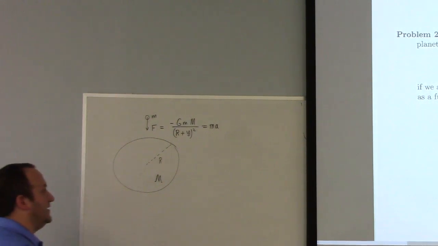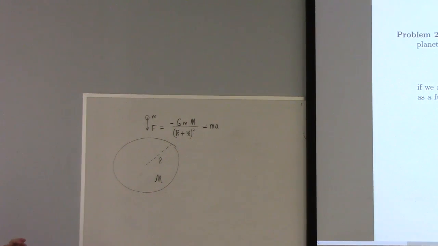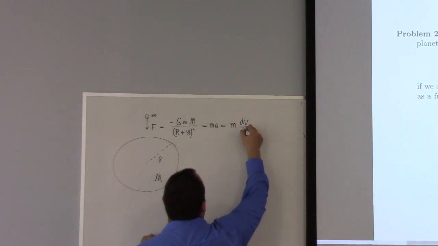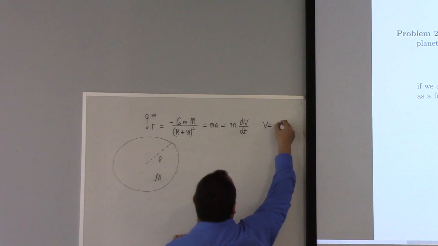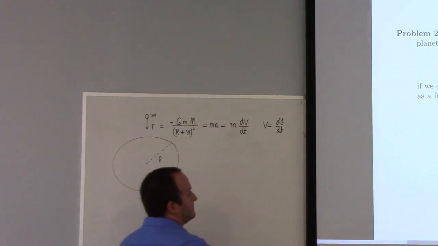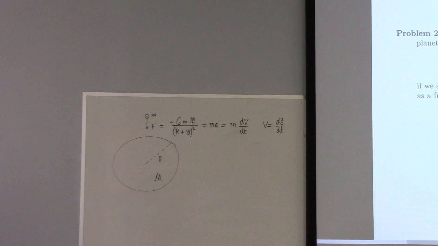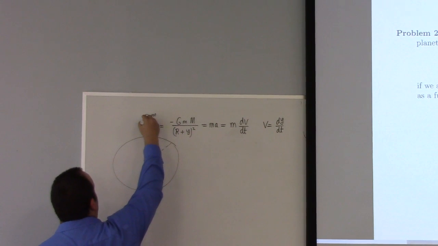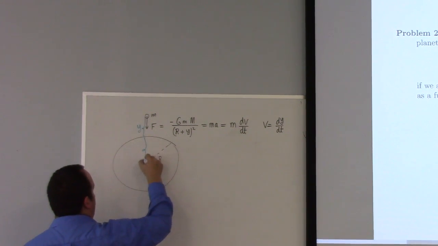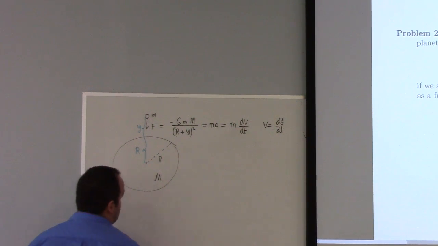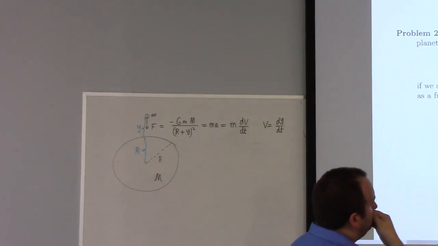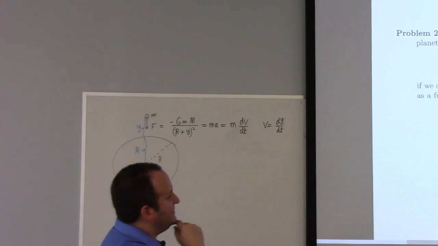Little m, because we're talking about the forces on the mass, not the forces on the planet, right? And so little m is what? m dv/dt, right? Where v is what? dy/dt in this case. Again, y is the altitude. So in the picture, y is this thing right here, right? Whereas this is R, right? Okay, so what did I say here? Find the velocity as a function of y.